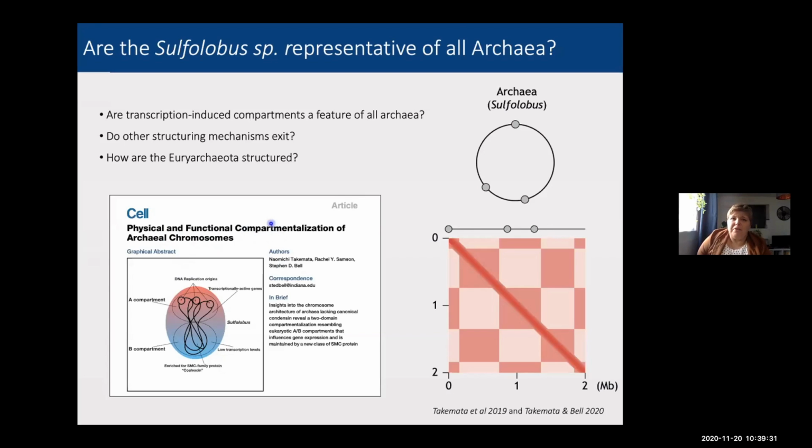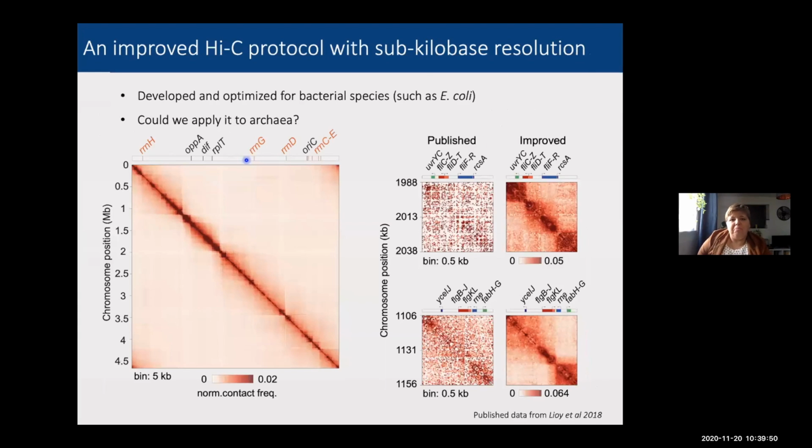However, we know that even in bacteria and eukaryotes, you can't make those sorts of generalizations, and something like archaea, which is so much more diverse, we wondered whether actually this was true for all archaea, and do other structures and mechanisms exist, and also, for example, how are the Euryarchaea structured? At the same time as us asking this question, we had also developed a new improved Hi-C protocol, which for the first time in bacteria offered a sub-kilobase resolution.